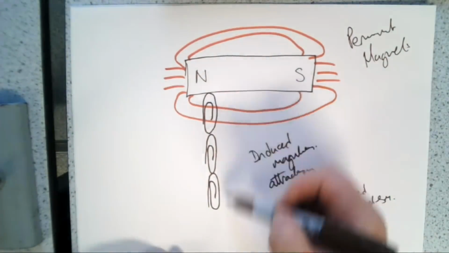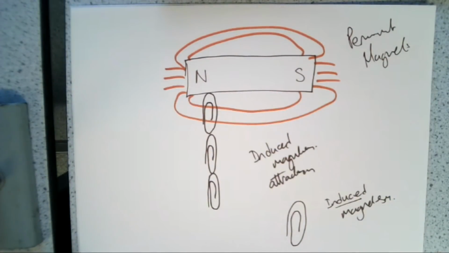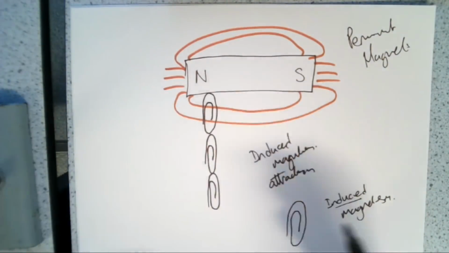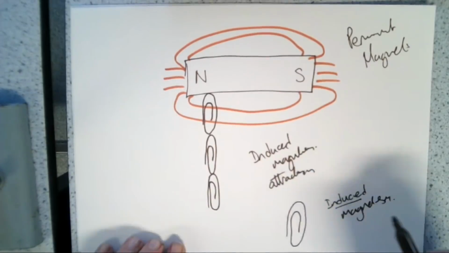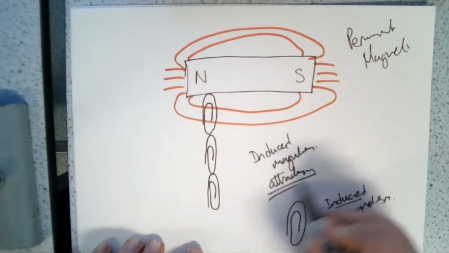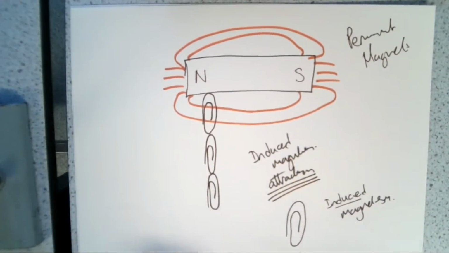Now, these only have a north and a south pole while they're touching each other, okay? As soon as I take them off, they're no longer magnetic. So the one thing that we need to remember is with induced magnetism, they can only attract other materials. They can never repel them, okay?